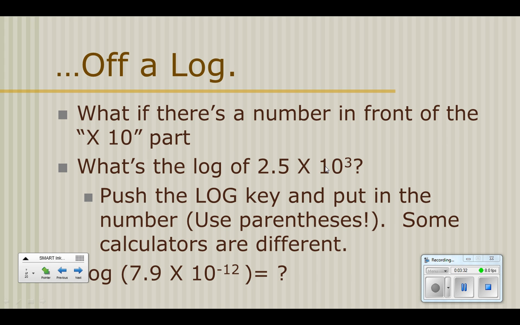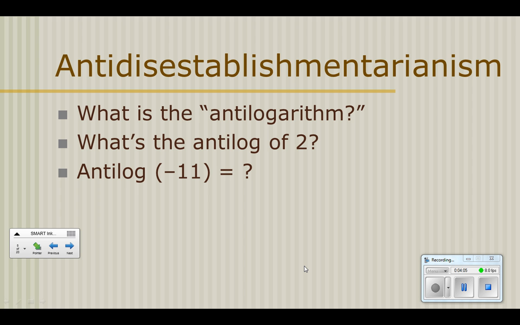Okay, so here's another problem: the log of 7.9 by 10 to the negative 12th. I'm going to pause here for a second, and you should push pause and punch that into your calculator and see what you get. Okay, hopefully you got the answer of negative 11.1. Next, we're going to go the other way, to anti-logarithms.